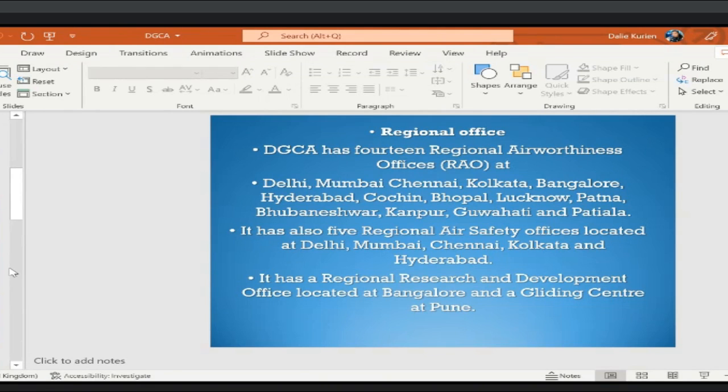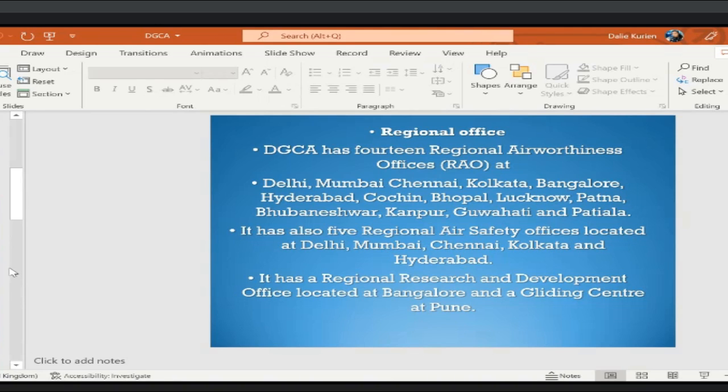So these are DGCA's regional offices. If you see, 14 regional offices are there. I have mentioned the places also: Delhi, Mumbai, Chennai, Kolkata, Bangalore, Hyderabad, Cochin, Bhopal, Guwahati, Patiala, Bhubaneswar. All these are regional offices. So these are airworthiness offices. Airworthiness, that's a little deep, but I will tell you.